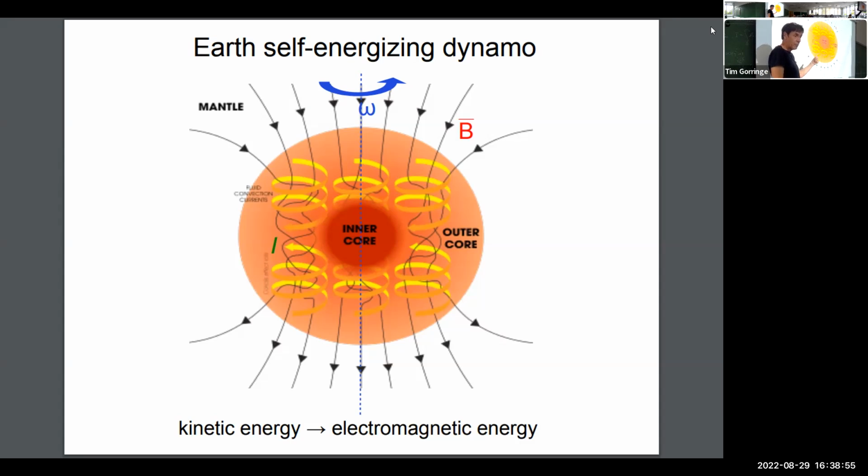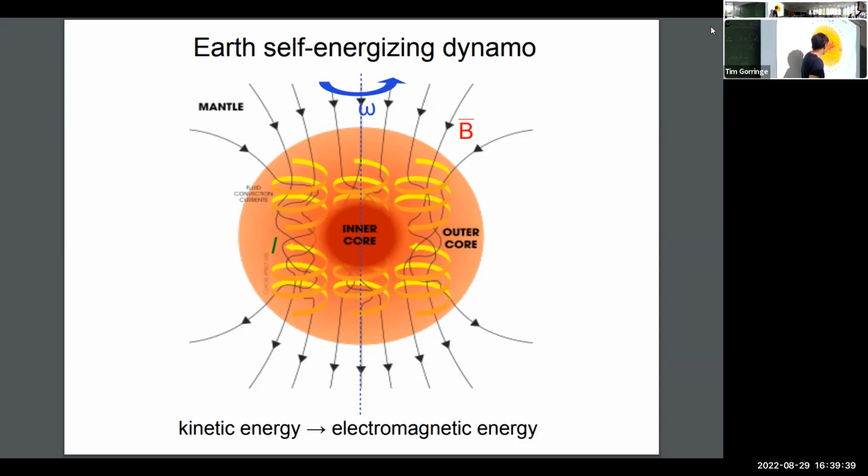So in the Earth, generating the Earth's magnetic field, generating the Earth's magnetism is the same principle as the self-energizing dynamo. So we've got the rotating Earth about some axis. The iron, the liquid iron, is rotating around that axis. In that rotating iron, there's currents. So these yellow curls are currents, and they generate the Earth's magnetic field. And so this arrangement sustains itself.